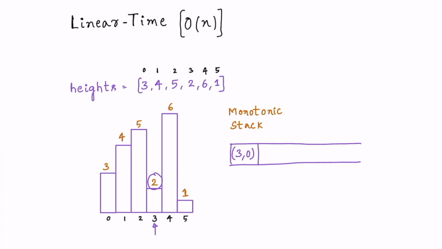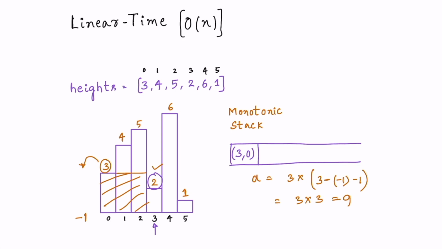Now the bar at the top of the stack is 3, and the current bar's height is lower, so therefore the current bar will be the right edge. And the left edge should be the previous element in the stack. Since the stack is empty, we consider the previous element as minus 1. So minus 1 will be the left edge. And the rectangle formed is this. So the area of this rectangle is minimum height, which is 3, multiplied by the right edge, which is 3, minus the left edge, which is minus 1, and we subtract 1 because we cannot include the current bar. And the area is 3 times 3, which is 9.